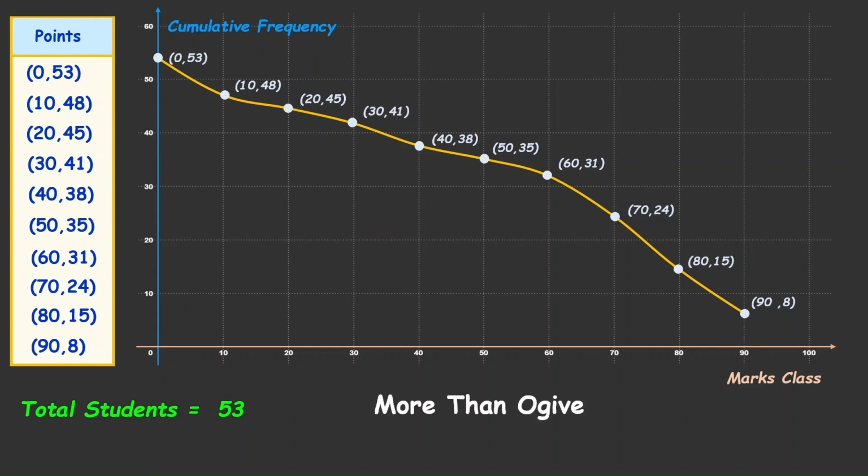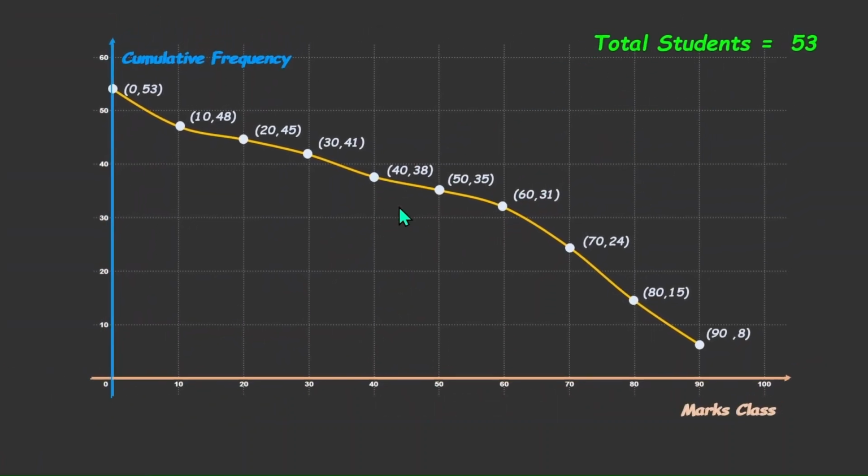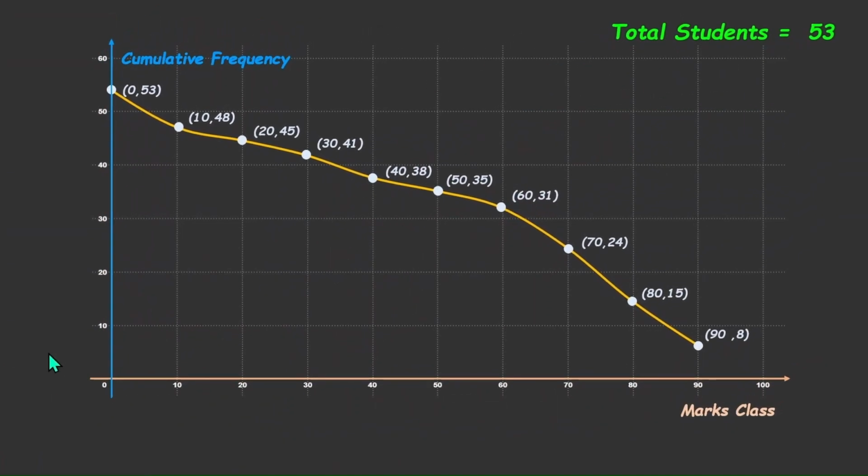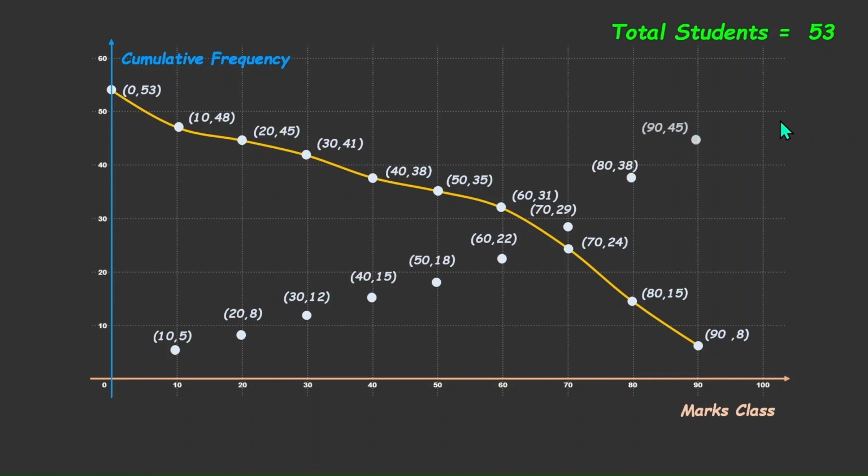And while directly from this we can't figure out what the median is, there's a beautiful trick here. What if we superimpose the less than ogive curve on this more than ogive curve? So let's see. Now let's take our less than ogive points. We had this one, this one, this one, this one, here, here, here, and here. Let's connect them. So this is our less than ogive that we saw earlier. This yellow one is the more than ogive.